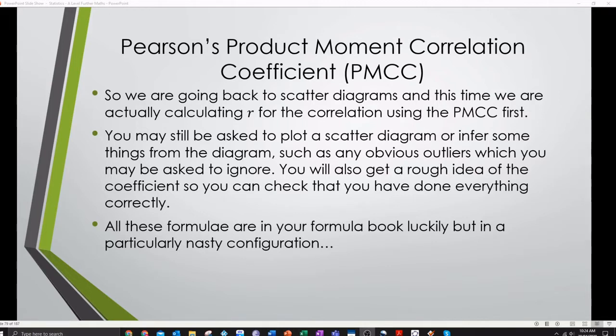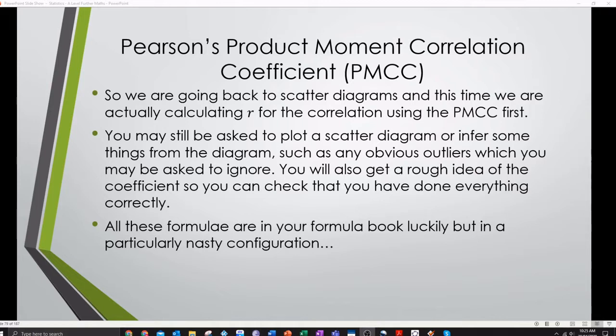So we said R equals 1 is a perfect positive, R equals -1 perfect negative, R equals 0 is no correlation. You will still be asked to possibly plot a scatter diagram, infer some things from the diagram, such as any obvious outliers, and you'll also get a rough idea of the value of R. So if you've got a scatter diagram and all the points are reasonably close to a straight line, and they're going in the positive direction, you would expect your value of R to be somewhere near 1.